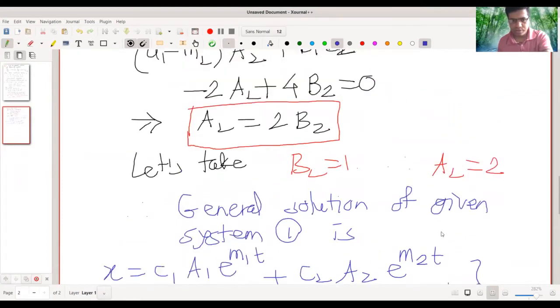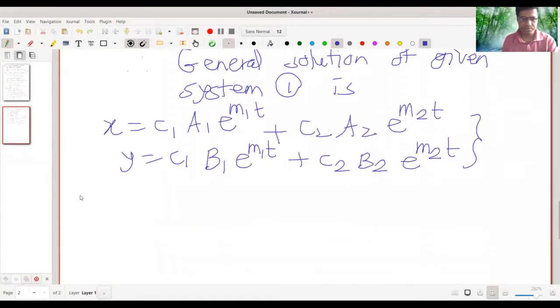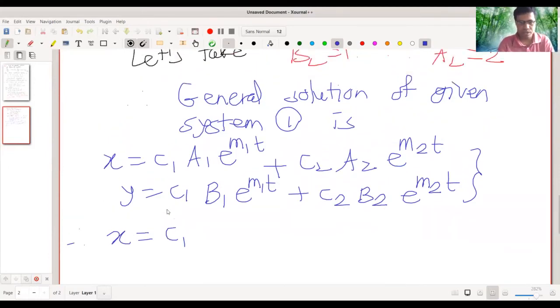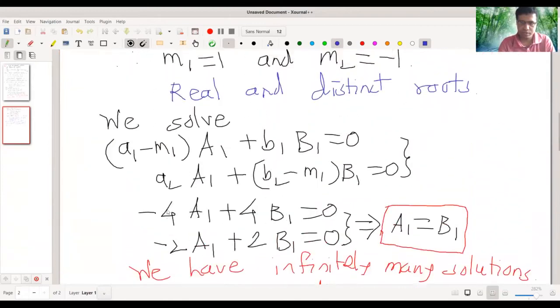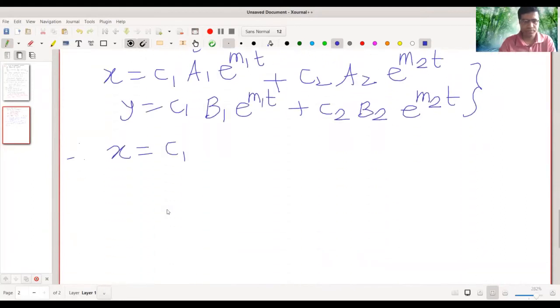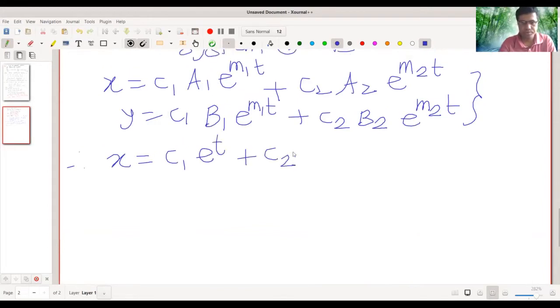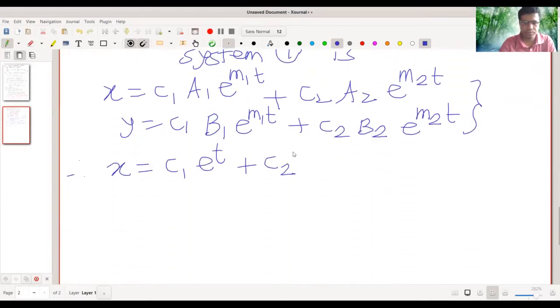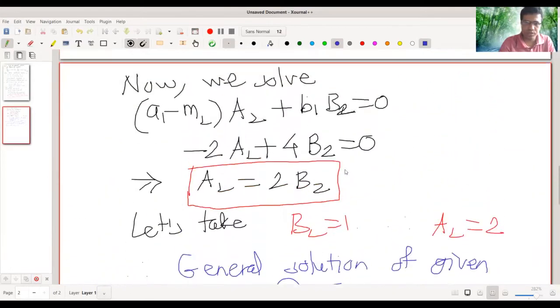Now we substitute all these values. So x equals C1 and C2 are arbitrary constants. So C1 A1 e raised to M1t, where A1 is 1 and M1 is also 1, so e raised to t, plus C2 A2, where A2 is 2, so 2 e raised to M2t, where M2 is minus 1.